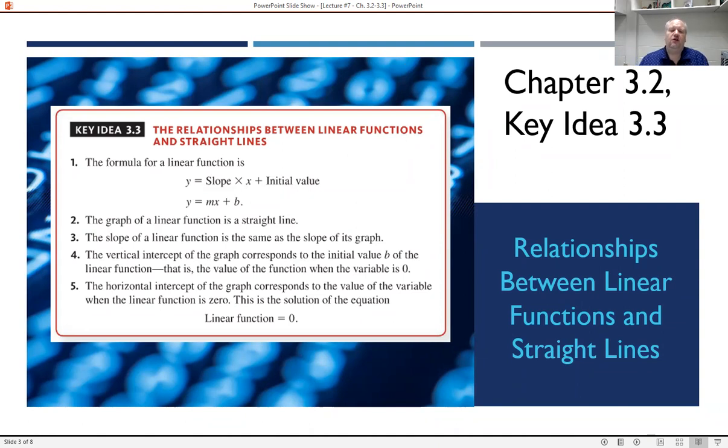So what else do we need to know about a linear function? Well, like we said, it's y equals mx plus b. Also, the graph is a straight line. Likewise, the slope is constant, and it's the same as the slope of its graph. So you could connect the slope to the picture and to the function as well. The vertical intercept of the graph corresponds to b, and it is the place where x is 0. And likewise, the horizontal intercept is the place where y is 0.